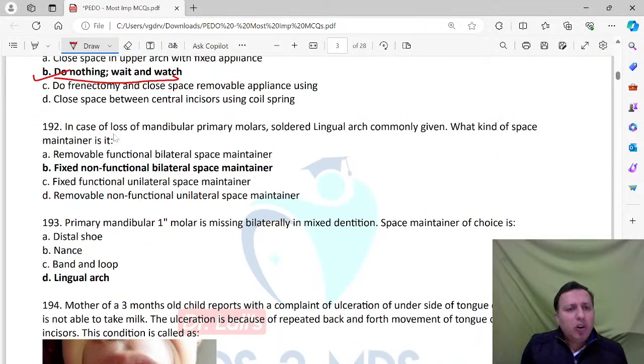Now, in case of the loss of the mandibular primary molar, the soldered lingual arch is commonly given. What kind of space maintainer is it? Now, in this case, they are asking you to classify the space maintainer. So the lingual arch in this case is classified as a fixed, non-functional, bilateral space maintainer. Non-functional means that it doesn't aid in mastication.